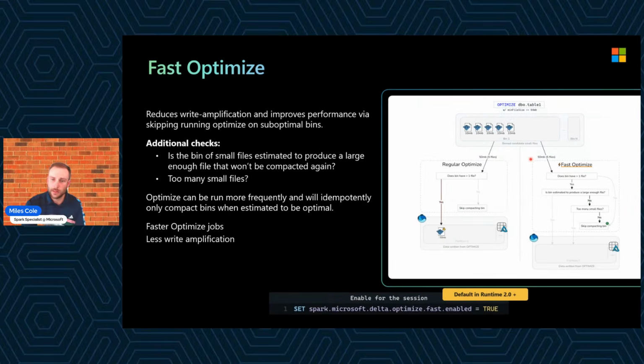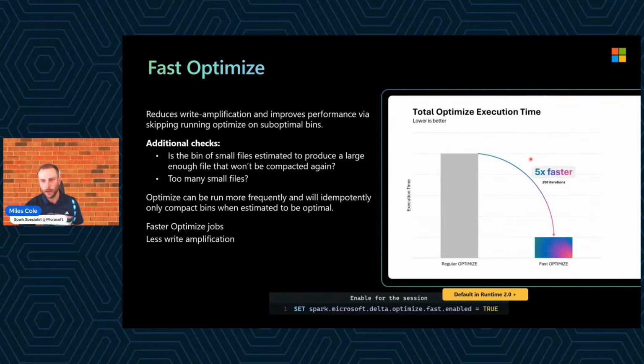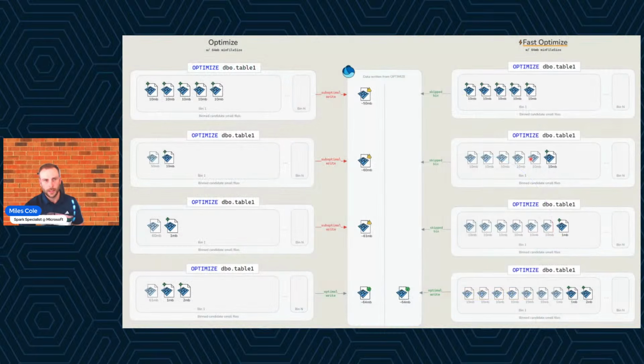Fast Optimize, this is another feature that we shipped and available in Runtime 1.0.3, but default in Runtime 2.0. This basically just makes running Optimize generally faster, because we can intelligently skip what we would consider suboptimal compaction conditions. Results in, as I said, much faster optimized jobs.